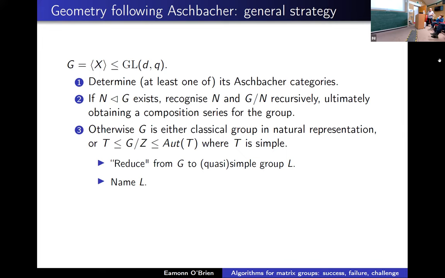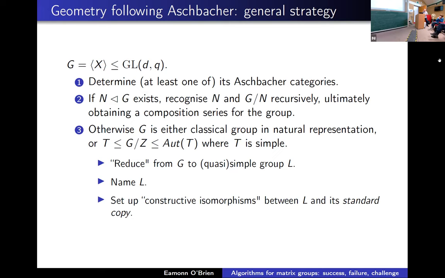Okay, the reduction from here, I'm not even going to talk about. The reduction is typically taking derived groups, which we know how to do from a polynomial time perspective, so it's not a hard problem. And the last one is I want to set up constructive isomorphisms between L and its standard copy. I'll talk a little bit more about that in a moment. So that's the strategy, more or less the version proposed by Sherrill and Peter in the paper in 1992, and versions of it have been followed since then.